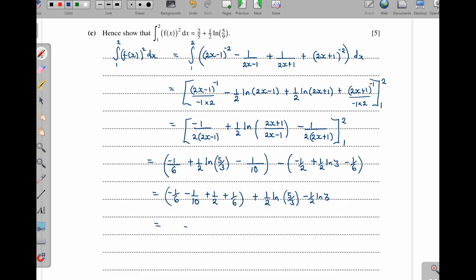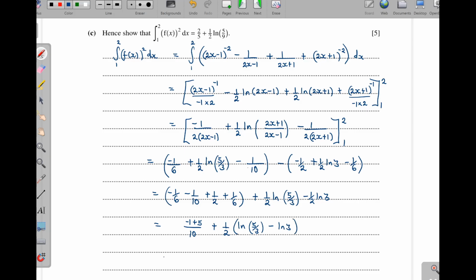Now here, of course, the LCM of 10 and 2 is going to be 10. Now 10 divided by 10, you get what? 1, then times this one. So you get negative 1, then plus 10 divided by 2, 5 times 1, that will be 5 there. Okay? Then plus a half is common. I can factorize it. Then we have natural log of 3 here. 5 over 3, then minus the natural log of 3.